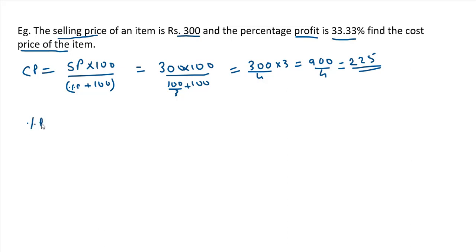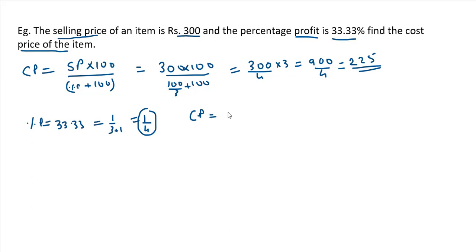In this method, what you will do is the percentage profit is given to you as 33.33%. In ratio form, you can write this as 1/3. Now, since it is profit, what we'll do is we'll increase the denominator by 1. What we'll get is 1/4. That means your cost price will be 1/4 less than your selling price. Why less? Because you are making profit. Hence, your selling price will be more than your cost price.